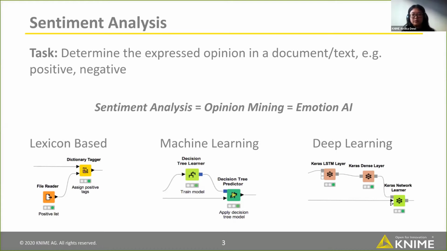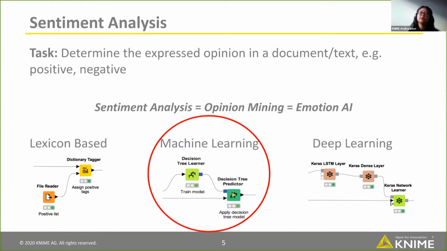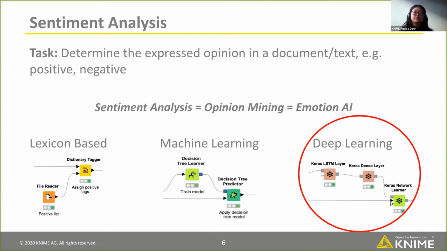There are several approaches on how to do sentiment analysis. For example, the traditional approach, which is the lexicon-based one, where we use a dictionary that contains positive and negative words. And we classify a document based on the number of the positive and negative words that are contained in the document. Or there is the machine learning approach. For example, we use a decision tree to classify the documents. Or there is the deep learning approach where we build and train a deep learning model. And in this workshop, we will focus on this part.